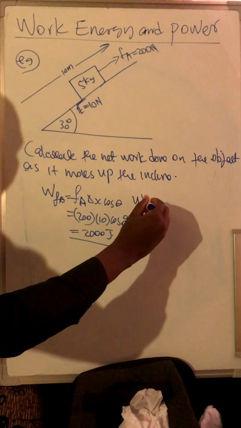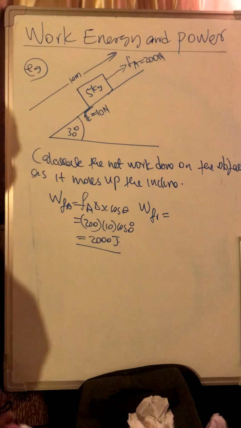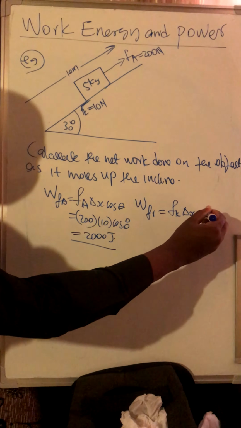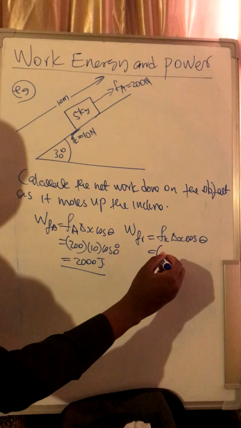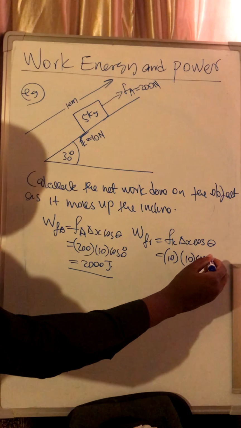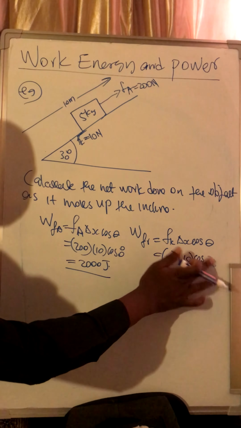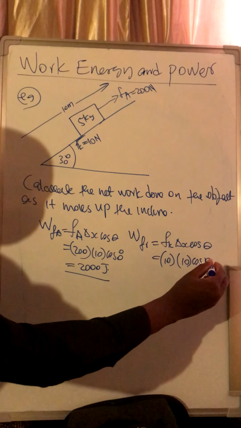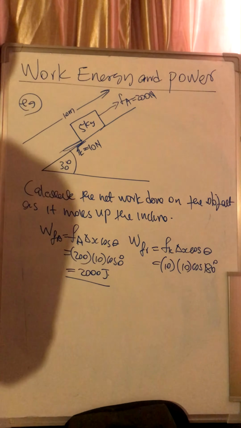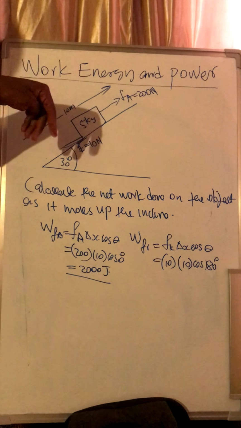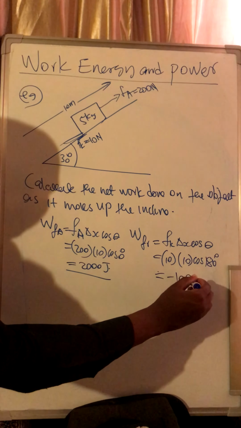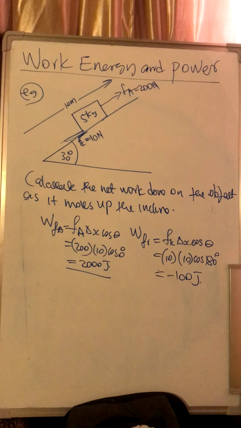Now we go to the work done by frictional force. Work done by frictional force will be kinetic friction, change in x, cos theta. What do we have here? 10. Change in x, 10. Cos 30. No, it's not cos 30. It is 180, because the frictional force is opposing the motion. This thing is going up, the friction is going down. So meaning that the answer here is negative 100 joule, the same as that one.